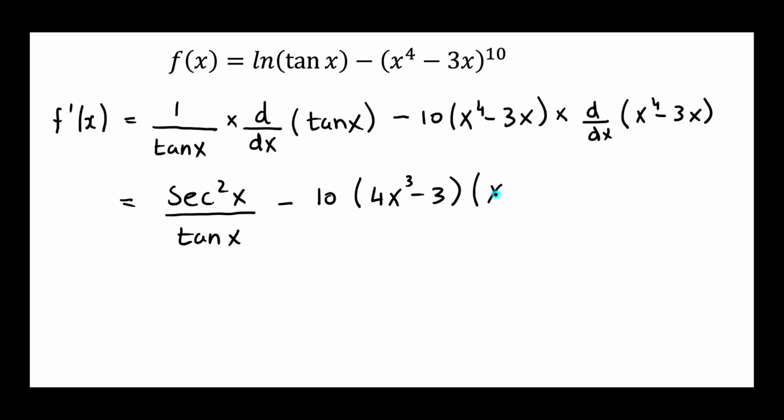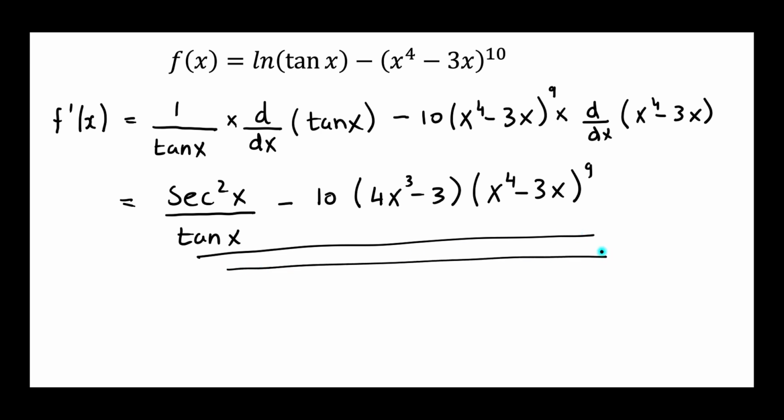That would be x, sorry, I missed my power of 9 there. So that would be x to the 4 minus 3x to the power of 9. So that would be my final answer. See how I just missed that power of 9? Yeah, you can easily make a mistake, especially differentiating a function such as this, so you always have to be careful.